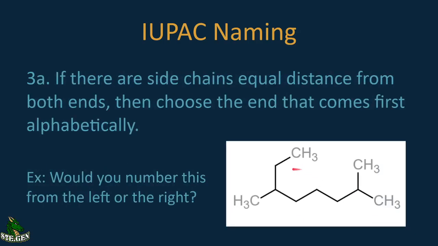This is rule 3A. If there are any side chains that are equal distance, then you choose the end that would come first alphabetically. So, for example, here on carbon from this direction, carbon 1, 2, we would have a chain, and here on carbon 1, 2, we would have a chain. This is a 2 carbon chain, so that's an ethyl. This is a 1 carbon chain, so that is a methyl. Because E comes before M in the alphabet, we would number this from the left, because alphabetically this chain would come first.